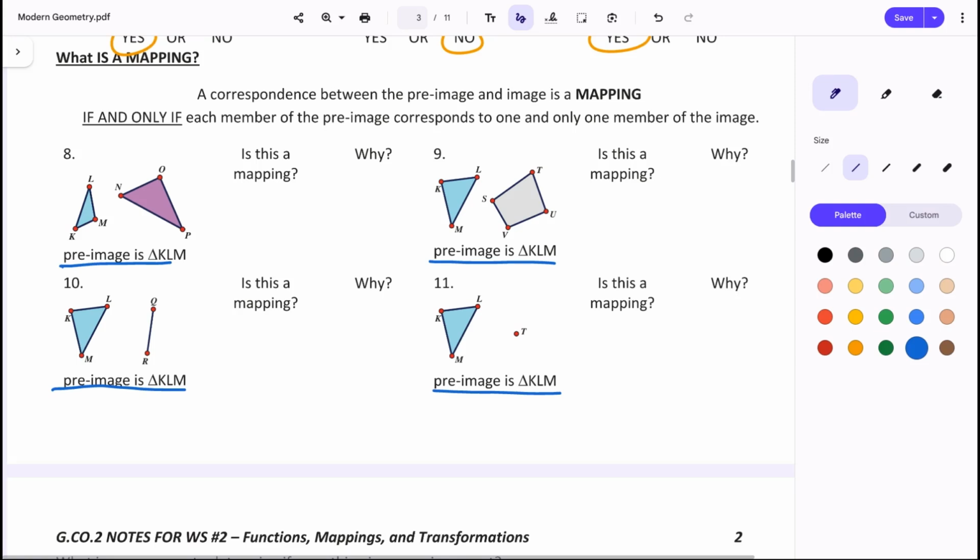We want to decide if it's a mapping. So think about what we talked about with functions. It holds true here for a mapping. A mapping is only going to work if and only if each member of the pre-image corresponds to one and only one member of the image. So again, I can't have anything from my pre-image trying to be split.